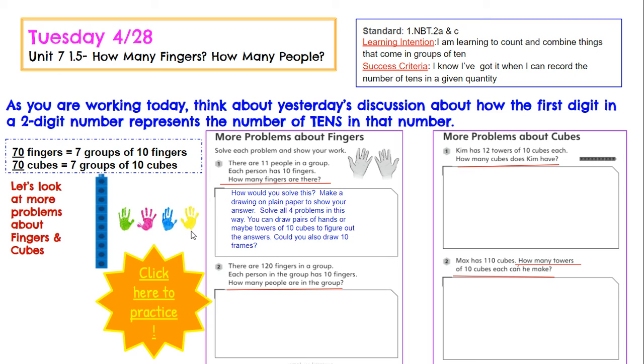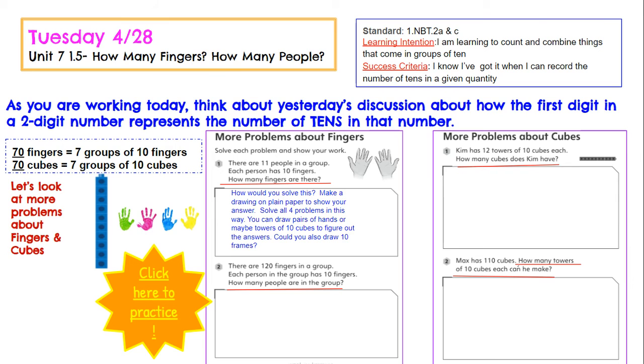The first one says there are 11 people in a group. Each person has 10 fingers. How many fingers are there? How would you solve this? Make a drawing on plain paper to show your answer. Solve all 4 problems in this way. You can draw pairs of hands or towers of tens. Could you also use 10 frames?